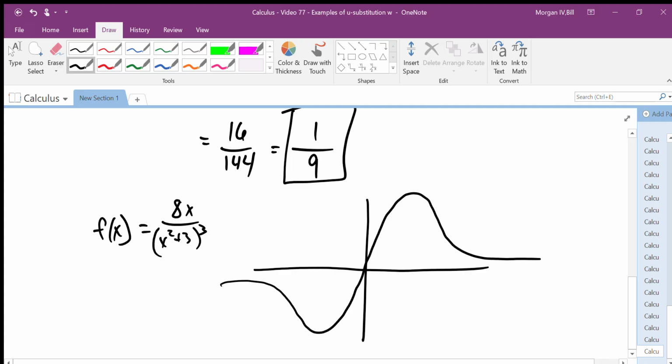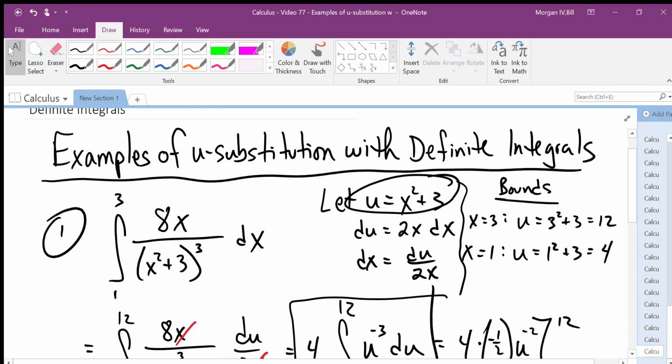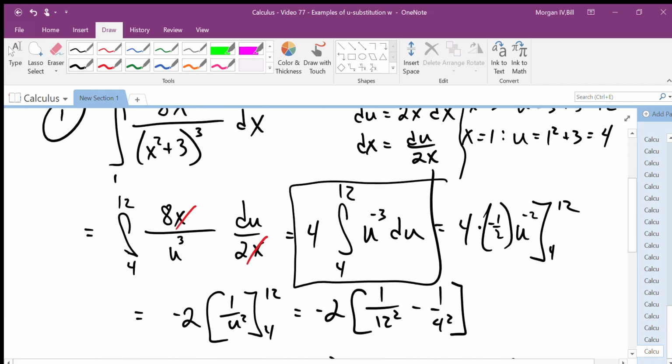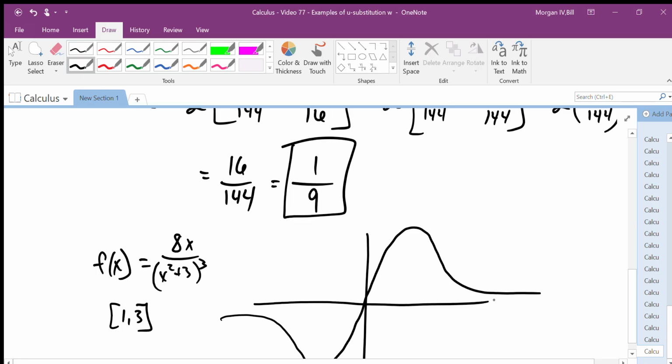We are evaluating that on the interval from 1 to 3, right? The bounds up here were from 1 to 3. So these are x bounds. So this is my x-axis. This is my f of x function, and it goes from 1 to 3, about right in that region here. And you get an area like this. That's probably zoomed in a bit much, but remember that area is about 1/9.